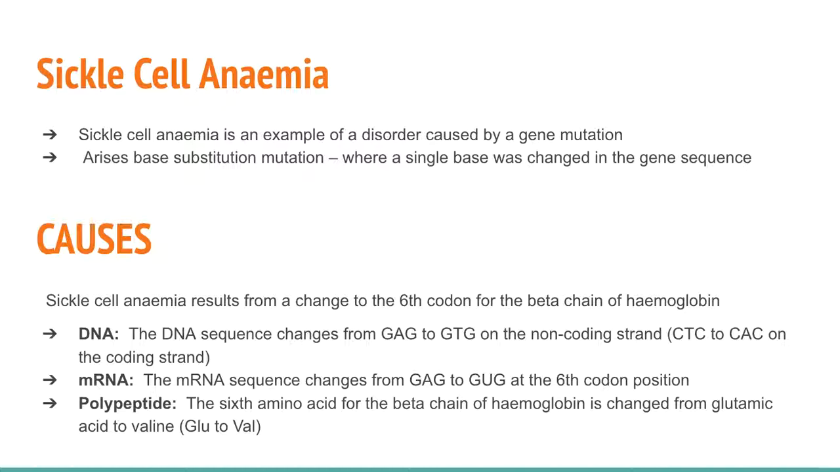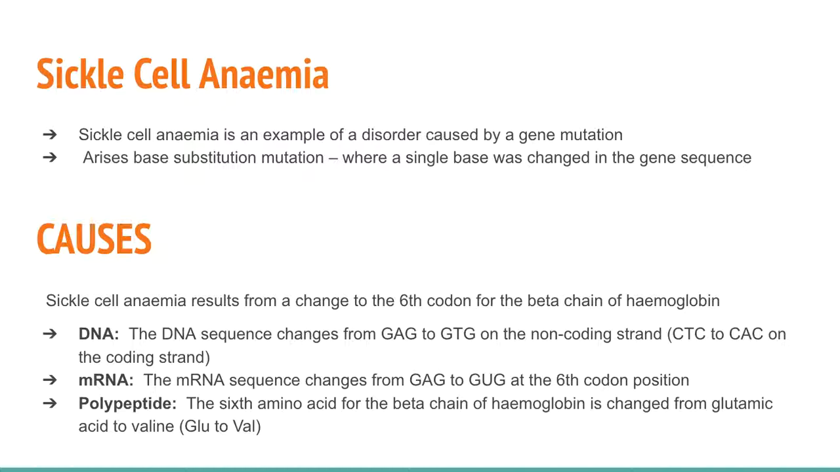So the different causes can be DNA, which changes from GAG to GTG on the non-coding strand, and CTC to CAC on the coding strand. Another cause can be mRNA, and this is when the sequence changes from GAG to GUG on the 6th codon position. So the difference between this is that in DNA it's GTG and in mRNA it's GUG. Make sure you know that.